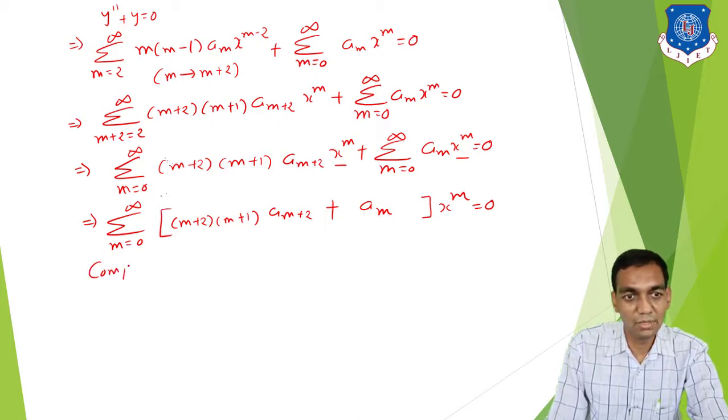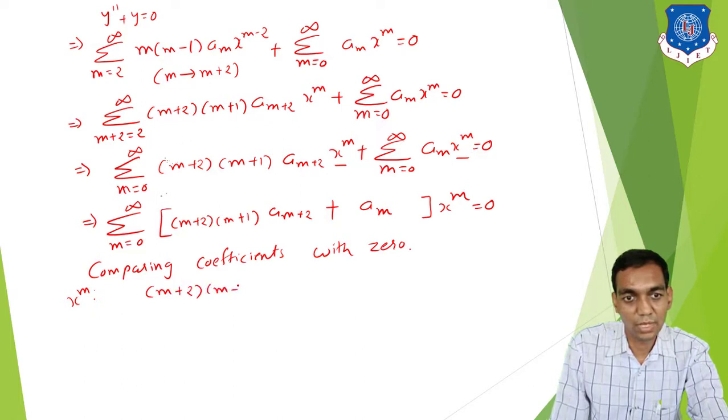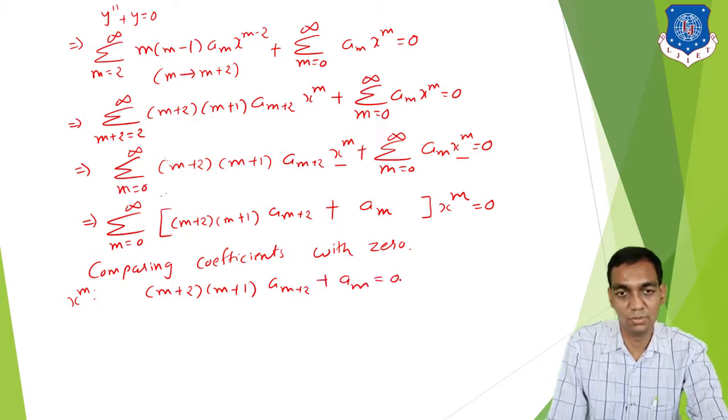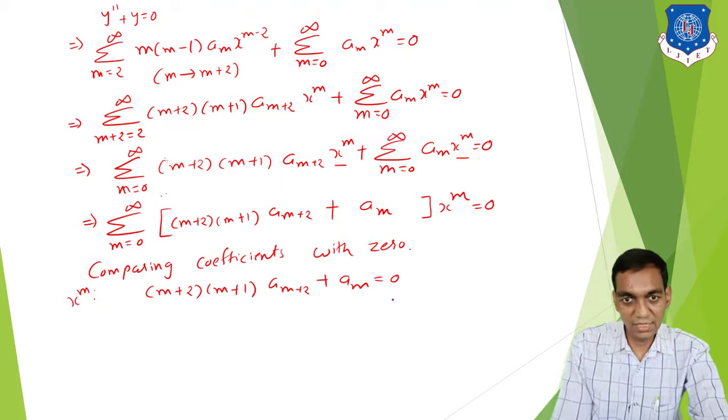So you have the general term, and directly you have to compare the coefficient with 0. So comparing coefficient with 0, that will give you, here you have directly the term of x raised to m. So m plus 2, m plus 1, a of m plus 2 plus am is equal to 0. Now this relation is called a recurrence relation.